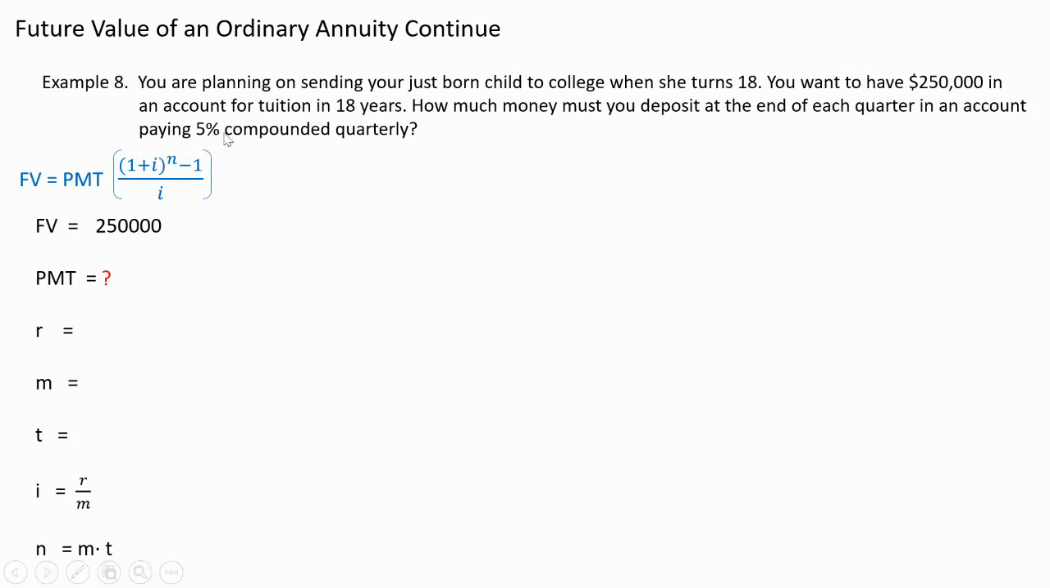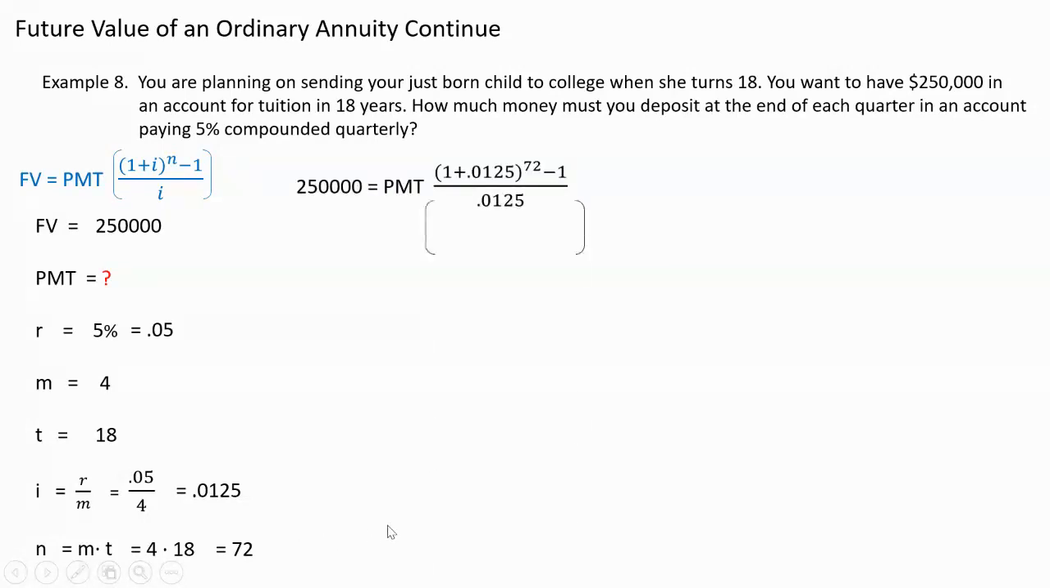The interest rate that they offer you is 5%, which will be 0.05. The M, the compounding, is going to be quarterly, so it's going to be 4. The time is going to be 18 years. The I is going to be R divided by M, which is 0.05 divided by 4, which will give us 0.0125. And the N is M times T, which is 4 times 18, which will give us 72. Now all we do is plug everything in the calculator.